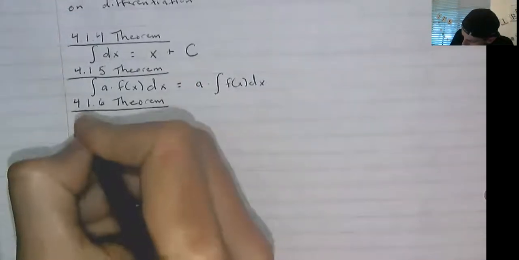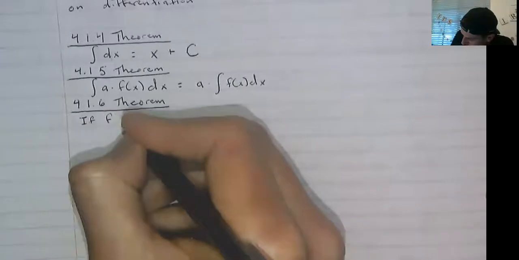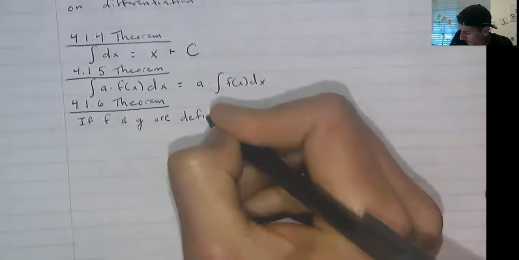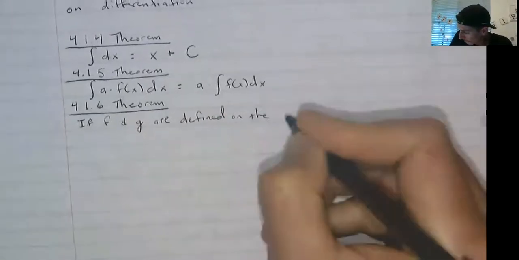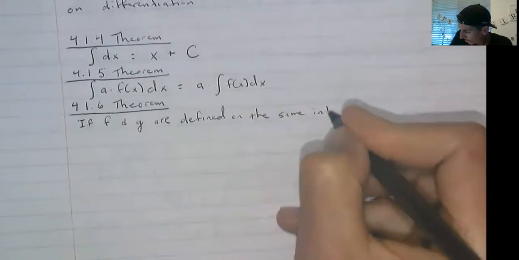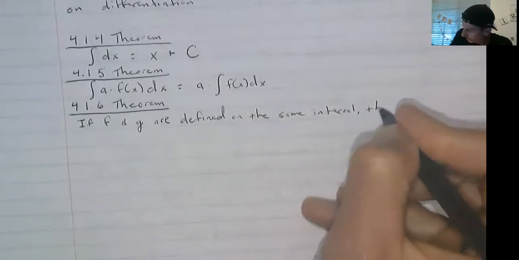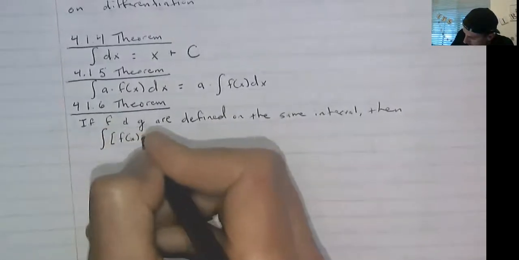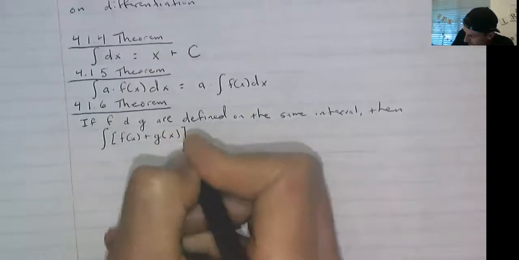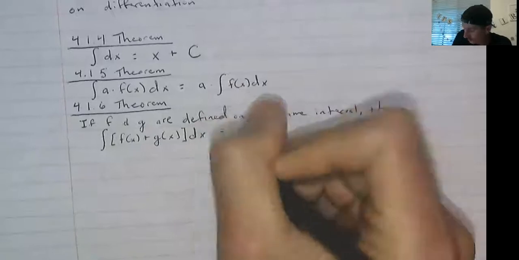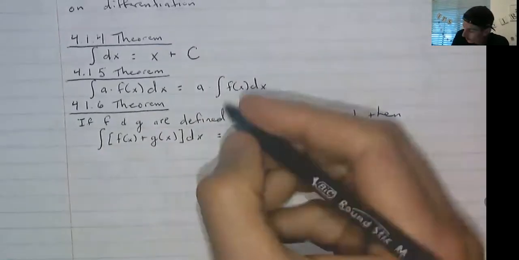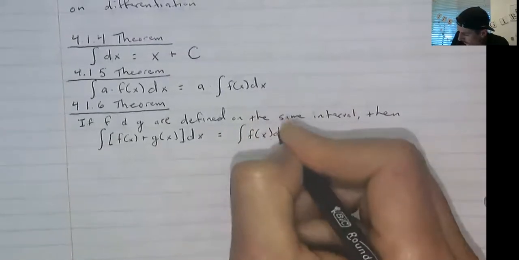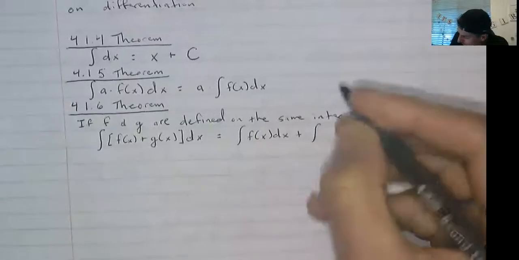But here's the idea: if f and g are defined on the same interval, then the antiderivative of f of x plus g of x can be broken apart into the sum of those two antiderivatives separately. So the antiderivative of f of x plus the antiderivative of g of x.